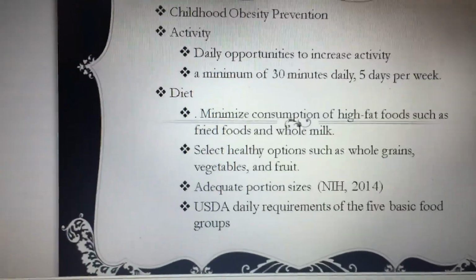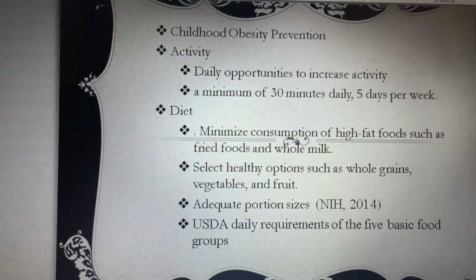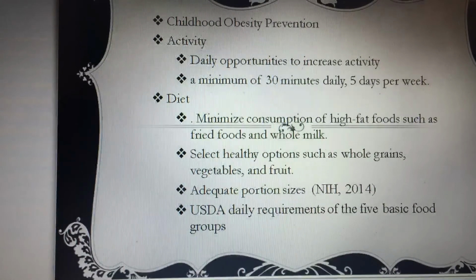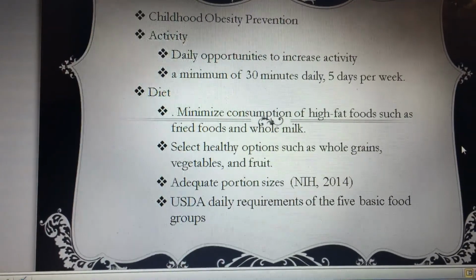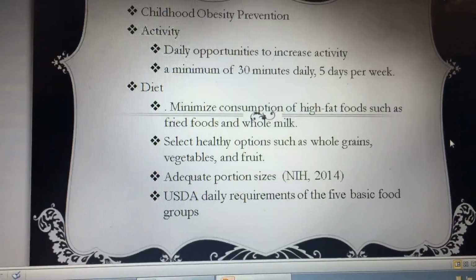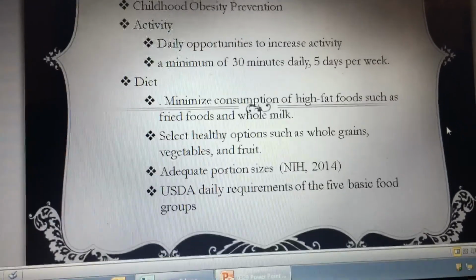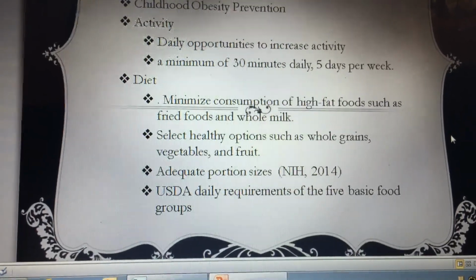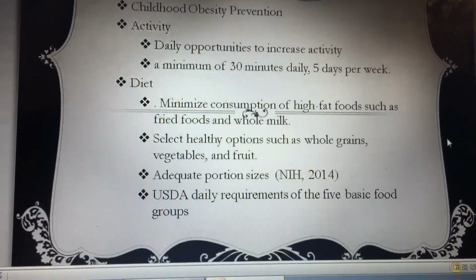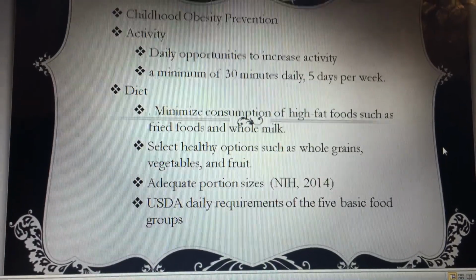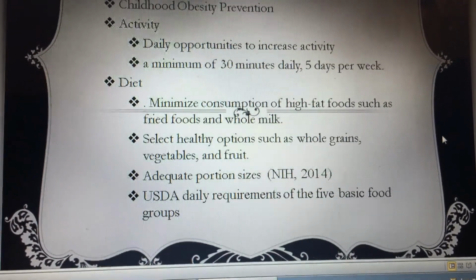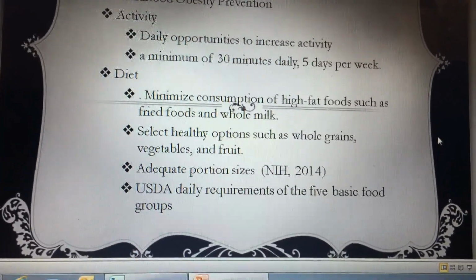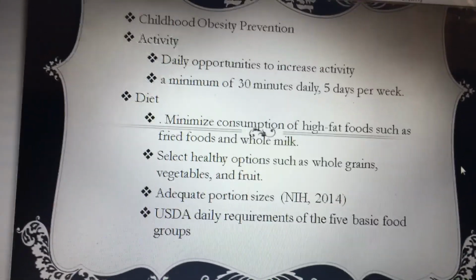Childhood obesity prevention includes encouraging increased activity, daily opportunities to increase activity, and pushing a minimum of 30 minutes a day, 5 days a week. For diet, they're encouraging improved healthy eating, minimizing the consumption of high-fat foods, such as fried foods and whole milk. They are encouraging the selection of healthy options, such as whole grains, vegetables, and fruits, teaching adequate portion sizes, and encouraging the implementation of the daily requirements of the USDA 5 basic food groups.